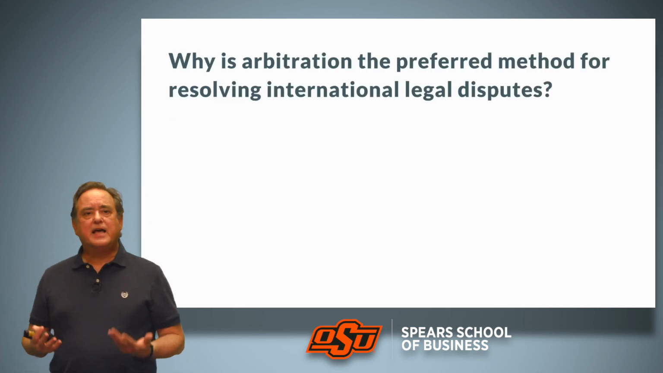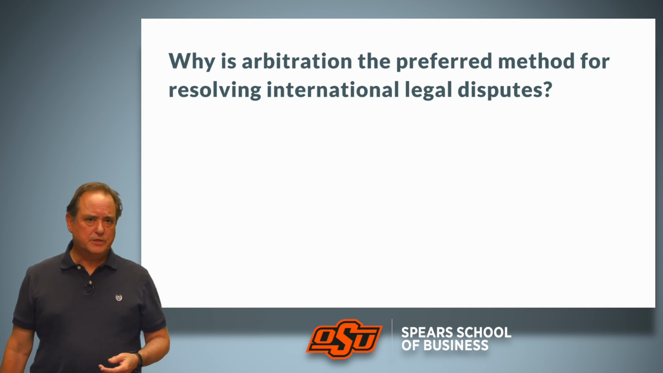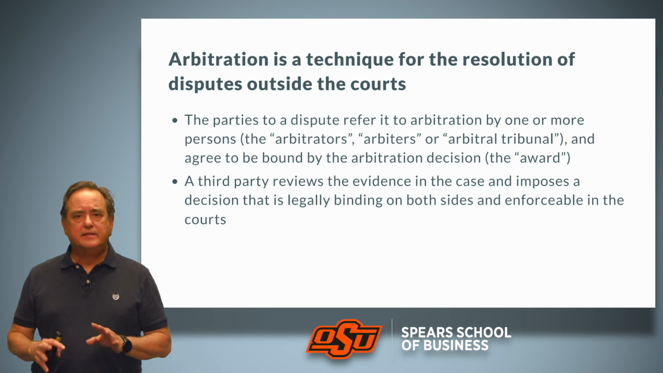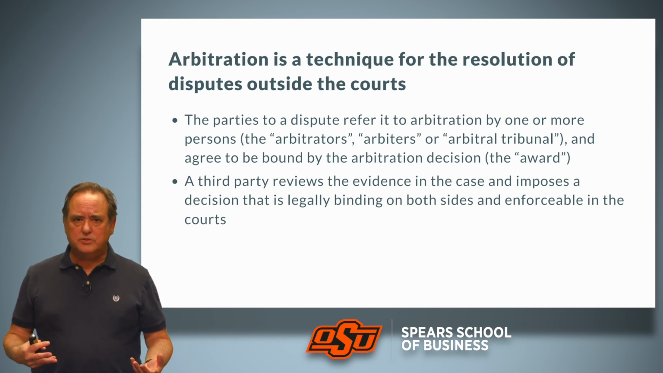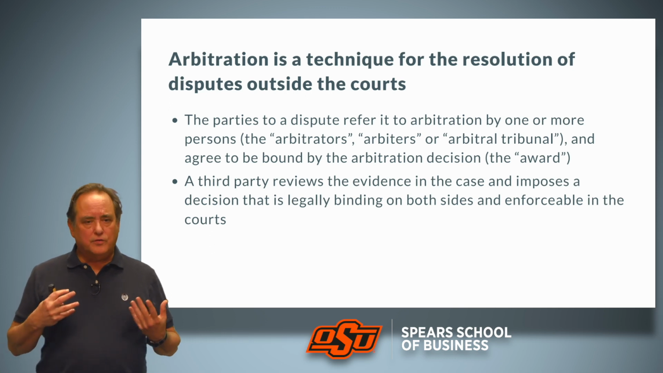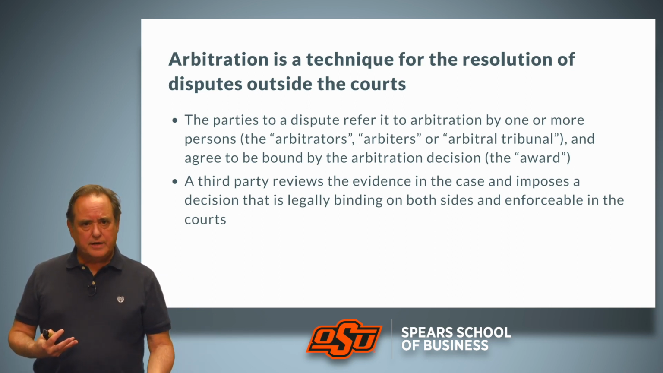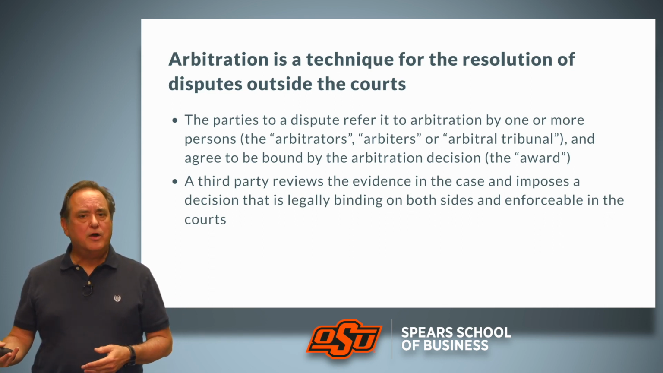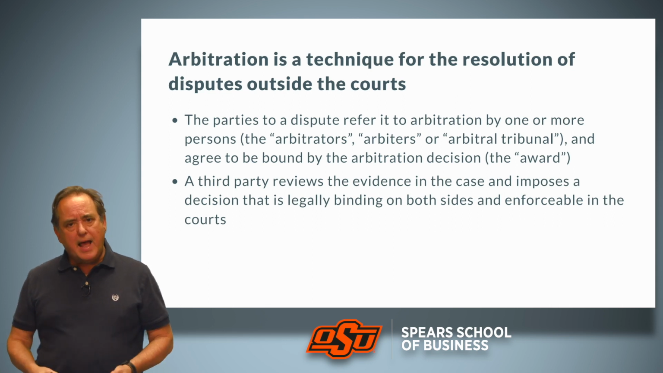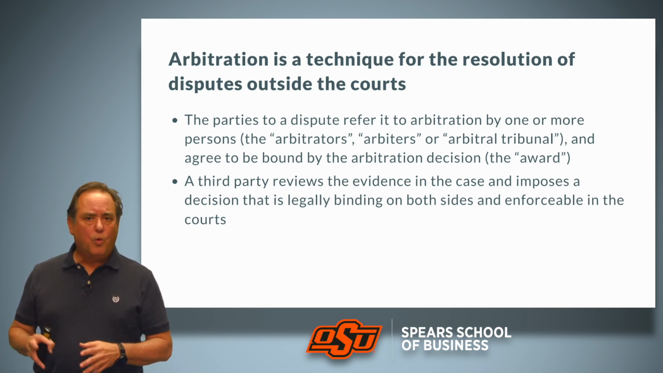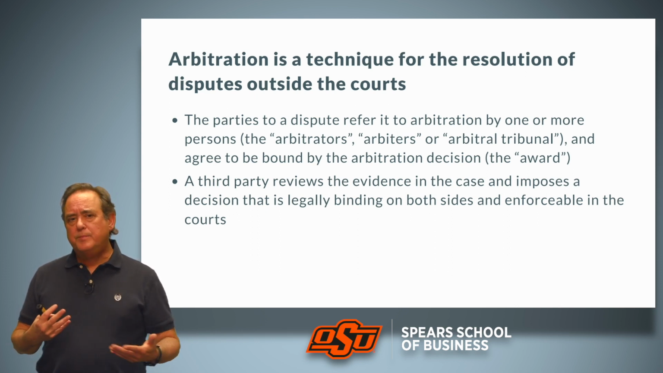All of this leads us now to the idea of arbitration. Arbitration is the preferred method for resolving international legal disputes. Now, arbitration is a private resolution method. It's a technique for the resolution of disputes outside of the courts. The parties to a dispute are the parties themselves, and their dispute is going to be heard by an arbitrator, or usually a panel of 3 arbitrators, and they agree in the arbitration agreement to be bound by whatever is the decision, the award of the arbitration panel or the arbitrator themselves.